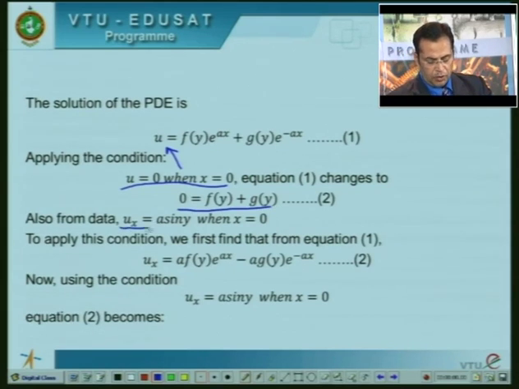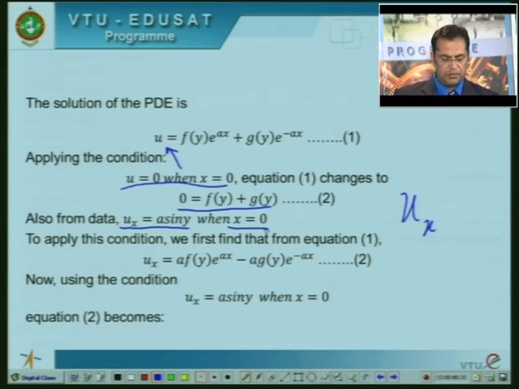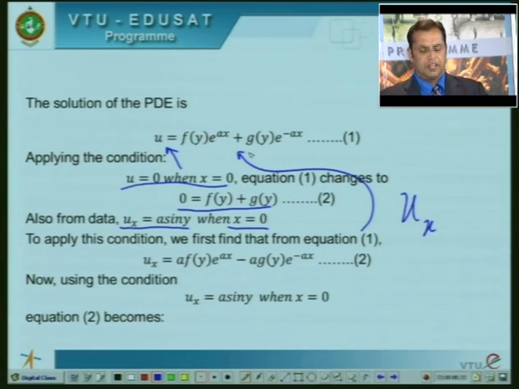Also from the data, dou u by dou x, we introduced the notations in the beginning of the session, dou u by dou x is same as ux, is a sin y when x equal to 0. But as you know friends, you cannot apply this directly. So, you have to go to equation 1 here and first calculate dou u by dou x or ux, which is f of y into a e power ax plus g of y into minus a e power minus ax. So, finally, ux is a f of y e power ax minus a g of y e power minus ax.